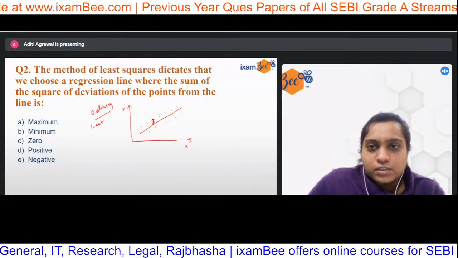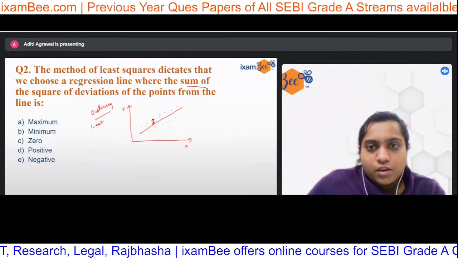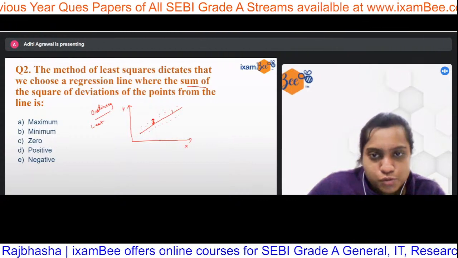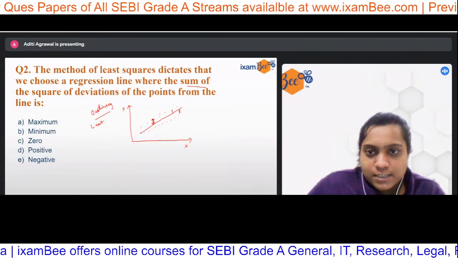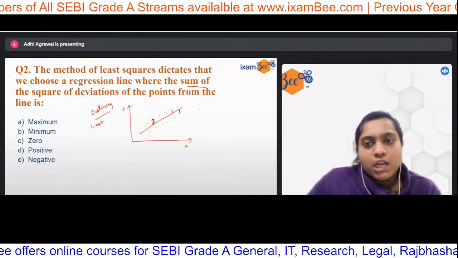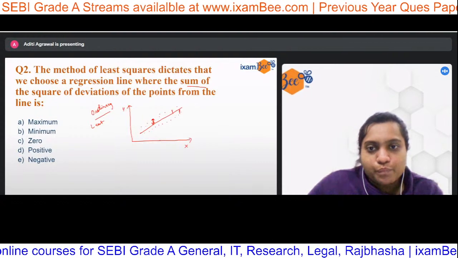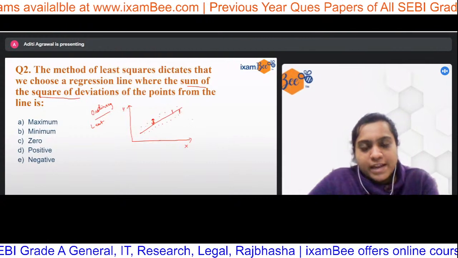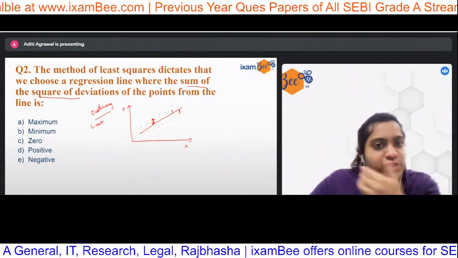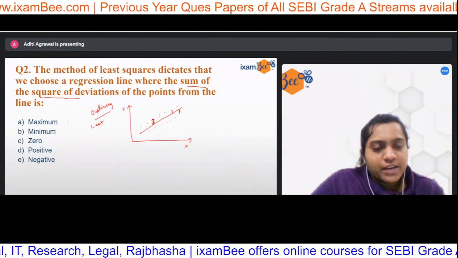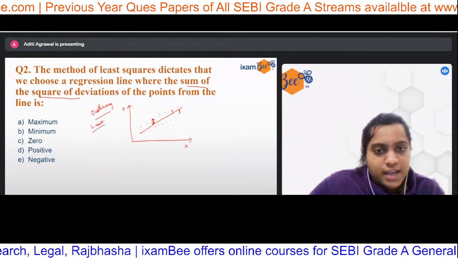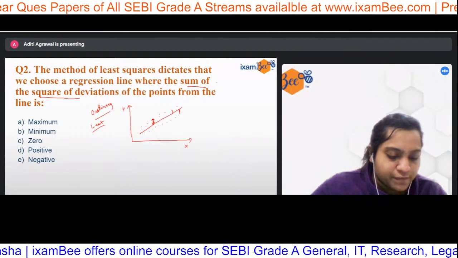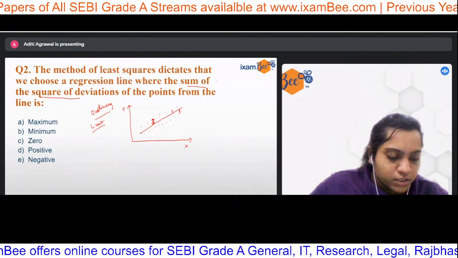And the sum of the square of deviations of the points from the line should be minimum. Why do we take the square? Because if you don't square, the positive and negative deviations will cancel out, and ultimately the sum will be close to zero. That's why we need to take the sum of the square of deviations. Then only you'll get the true picture of what the true deviations from the regression line are. Obviously, you would want the least deviations from the regression line.